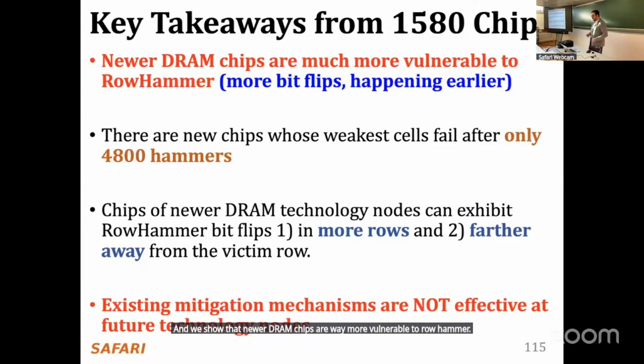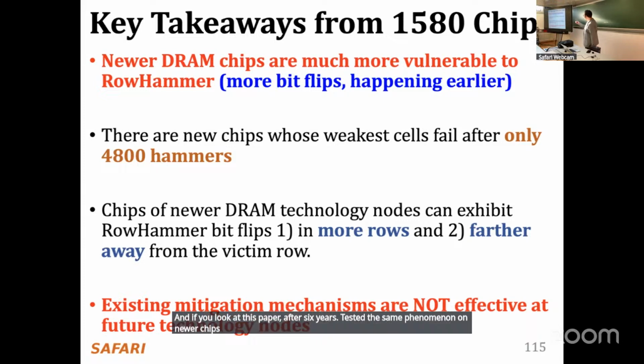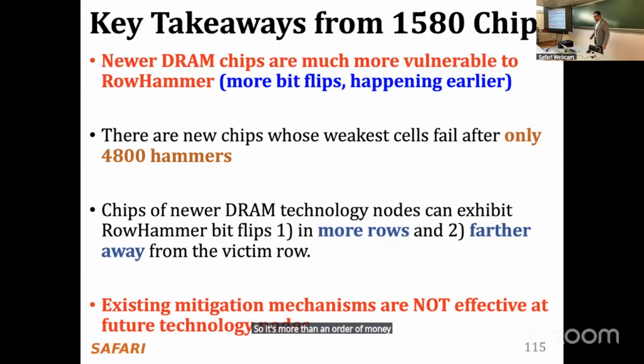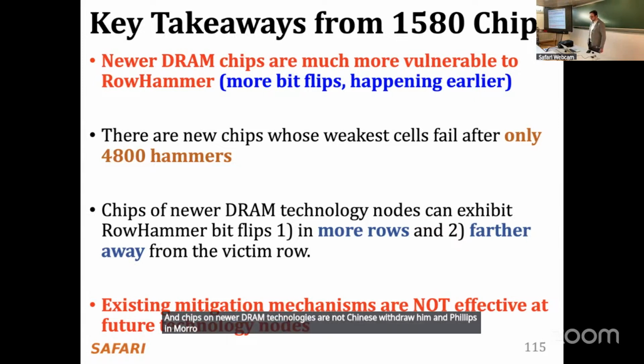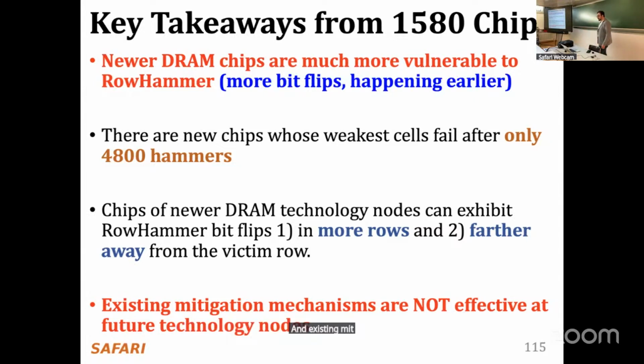If you look at the 2014 paper, you need around 75,000, 80,000 row activations to induce a bit flip. And if you look at this paper, after 6 years, testing the same phenomenon with newer chips, it shows that only 4,800 hammers are enough to induce bit flips. So it's more than an order of magnitude reduction, right? And chips on newer DRAM technology nodes can exhibit RowHammer bit flips in more rows and farther away from the victim row. And existing mitigation mechanisms are not effective at future technology nodes.